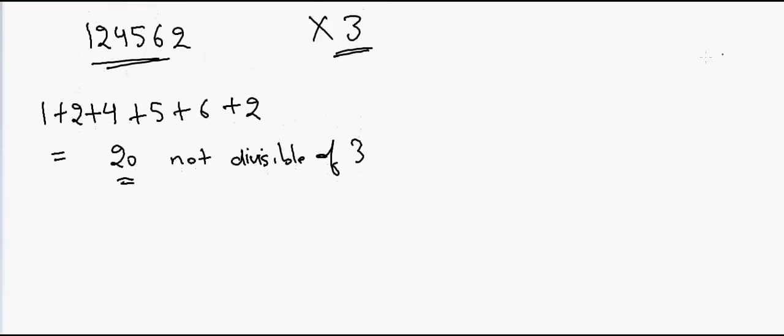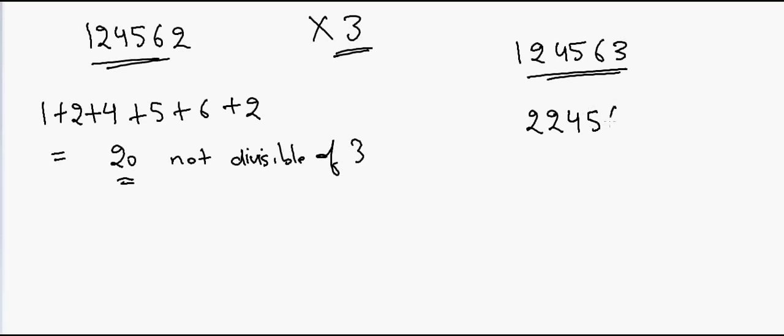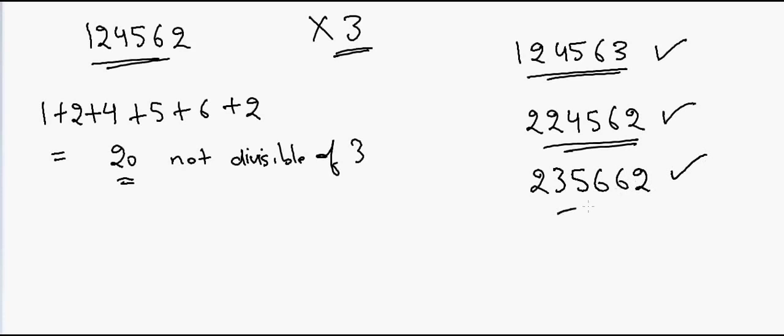So what should the number be if it has to be divisible by 3? Instead of 2, if we make it 3, so 1 2 4 5 6 and write 3 at the end, then the sum becomes 21, so that number should be divisible by 3. Or we can change any other digit. We can say 2 2 4 5 6 2, that should also be divisible by 3. Or we can increase 1 in each of these and say 3 5 6 6 2. This should also be divisible by 3. What I'm doing is modifying the number just enough so that the sum remains divisible by 3, so the whole number should be divisible by 3. That's how this trick works.